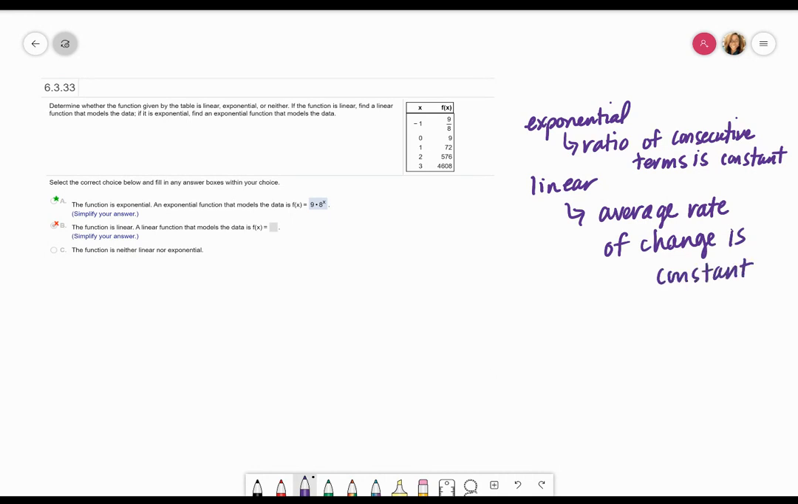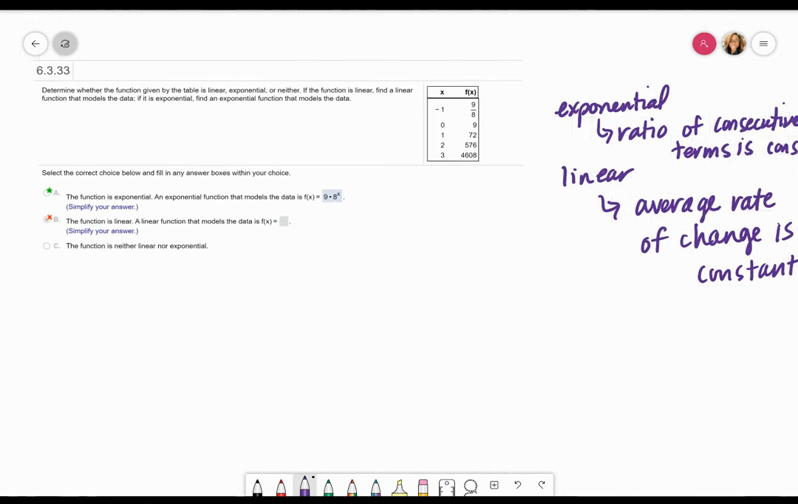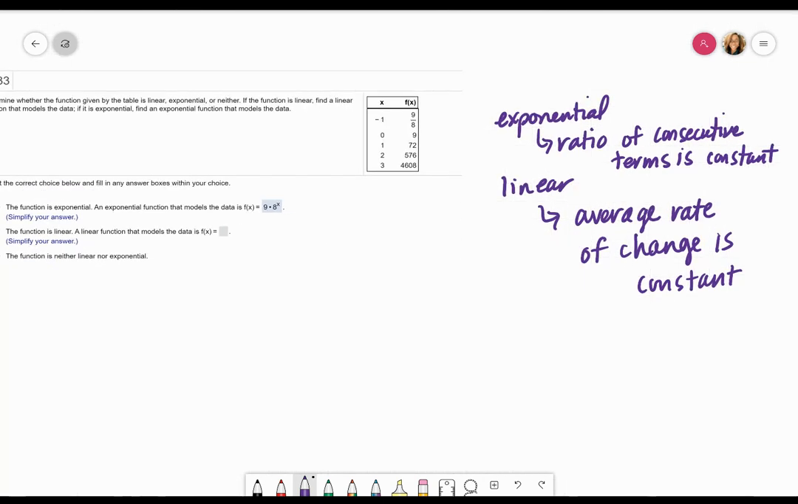Okay, now this particular problem is going to be exponential, so let me show you why. What it means by the ratio of consecutive terms is constant: your consecutive terms, your consecutive outputs, would be your f of x values. So to check to see if the ratio of them is constant, a equals f of x plus 1 divided by f of x. So we're going to take two terms and divide them.